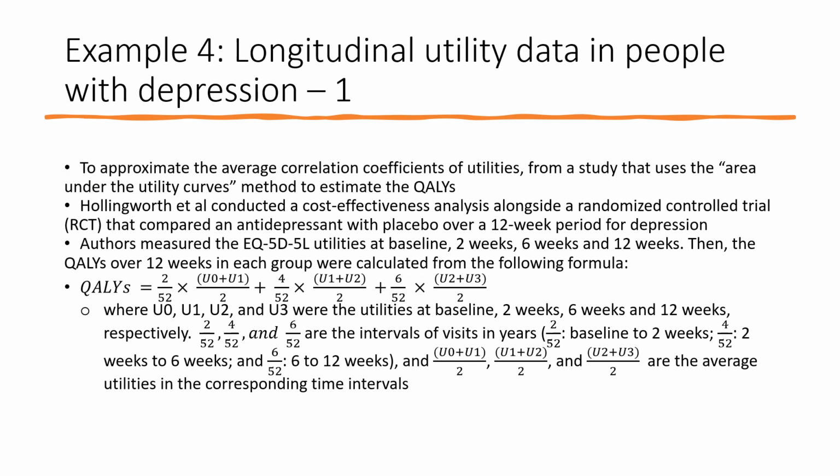In example 4, we show how to approximate the average correlation coefficients of utilities collected over time, from a study that uses the area under the utility curves method to estimate the QALY. Hollingworth et al. conducted a cost-effectiveness analysis alongside a randomized controlled trial that compared sertraline, an antidepressant, with placebo over a 12-week period for depression. Authors measured the EQ-5D-5L utilities at baseline, 2 weeks, 6 weeks and 12 weeks. Then, the QALY over 12 weeks in each group were calculated from the following formula.